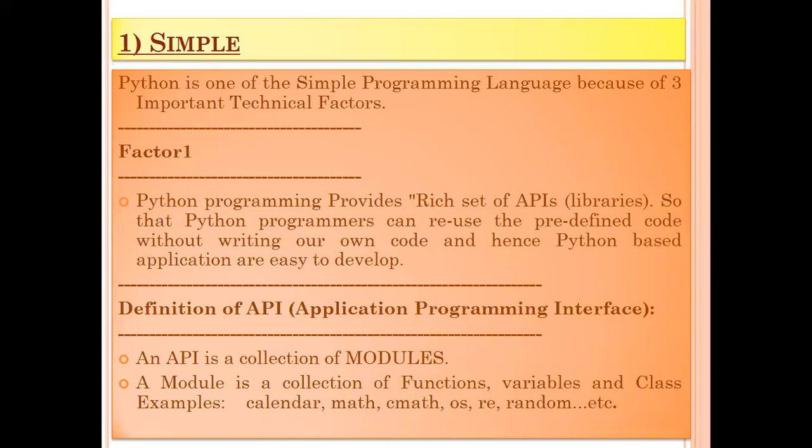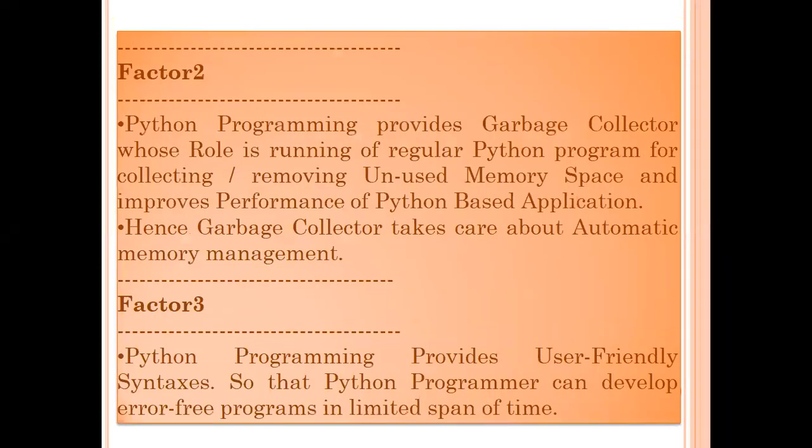Now, APIs are also known as the collection of modules, and a module is a collection of functions, variables, and classes. Next, the second factor is its garbage collector facility. What is the garbage collector? Garbage collector comes and removes the unused memory space and improves the performance of Python-based applications. Hence, garbage collector takes care of the automatic memory management.